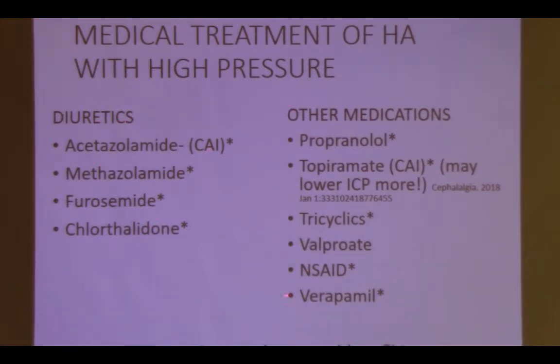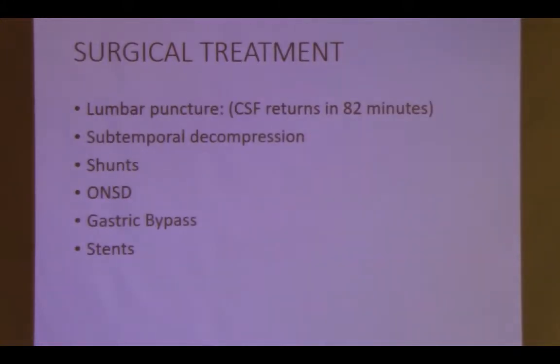So the best treatment for people who have intracranial high pressure and headaches is a diuretic, usually acetazolamide, and a migraine preventative. We often will use topiramate or Topamax because it helps with weight loss in addition to lowering intracranial pressure. Propranolol and tricyclics like amitriptyline and nortriptyline have been used. Valproate causes weight gain, so we don't like that one. Non-steroidals are sometimes helpful. Verapamil is sometimes helpful.